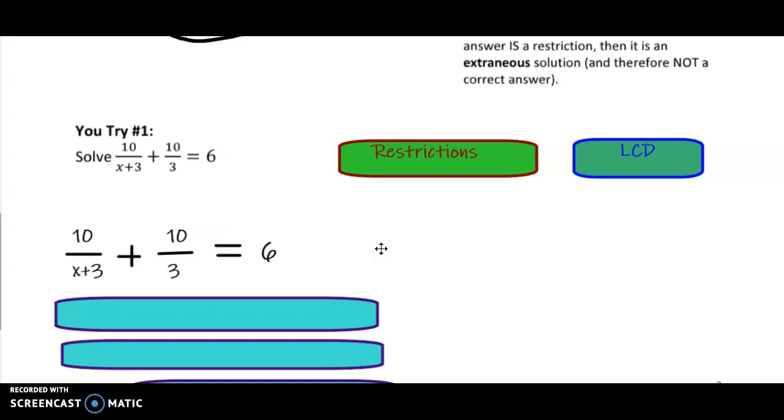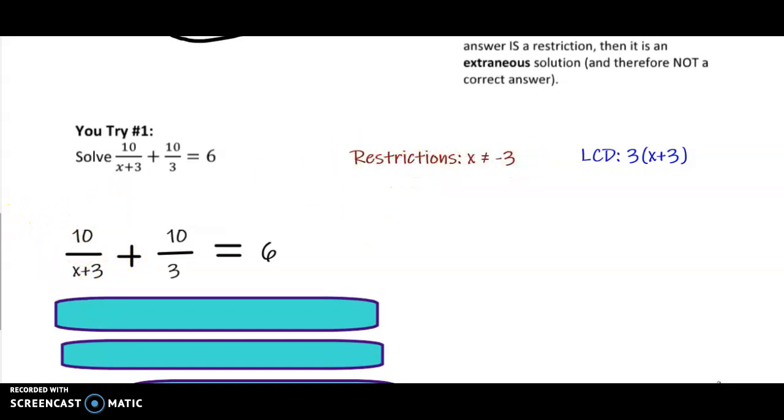Okay, so the least common denominator, first off, I did factor everything, nothing really factored, so it just stayed the same. If I look at my denominators, I have an x plus 3 and a 3, and this one doesn't have a denominator, it would be a 1. So my least common denominator is 3 and x plus 3. So then my restriction really only comes from this fraction because that's the only one with a variable in the denominator. My restriction would be that x cannot be negative 3.